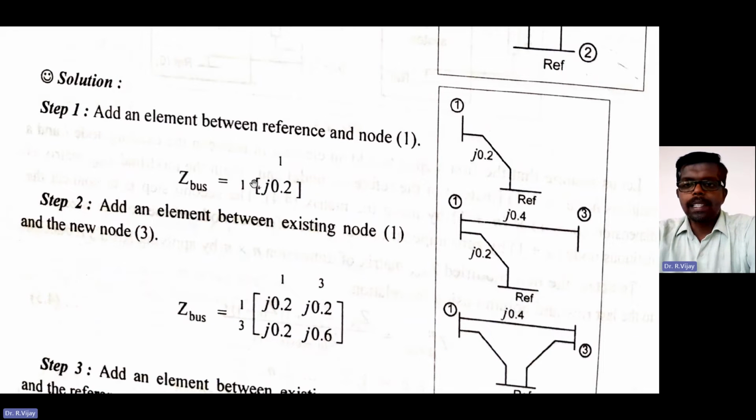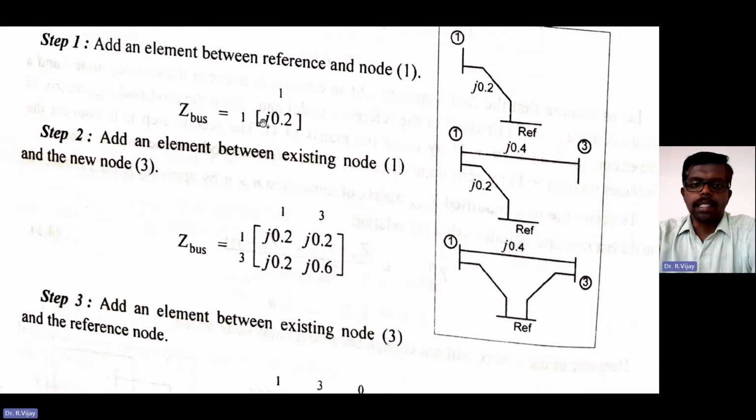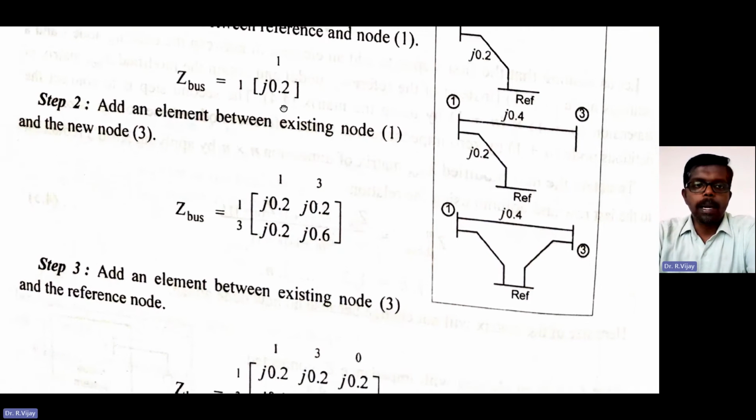So what is the Zbus matrix? Now it is only one element, so it is 1 cross 1. The matrix is framed like this: Zbus is equal to j into 0.1. Framing this matrix, what is step number 2?